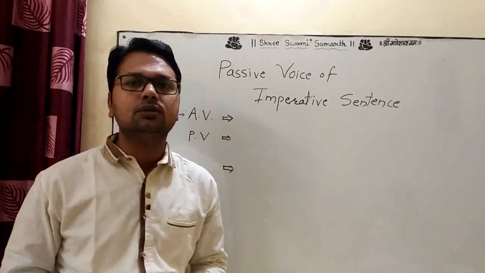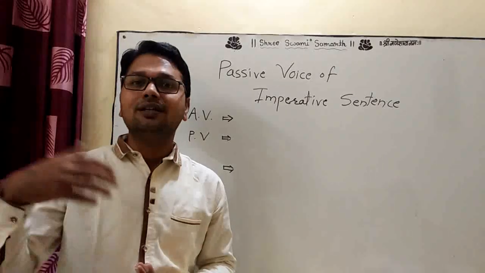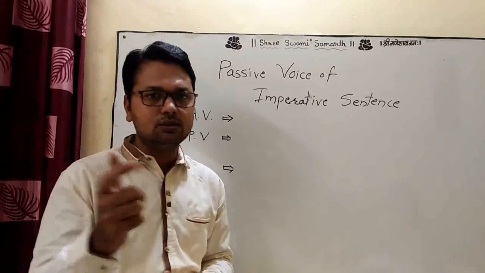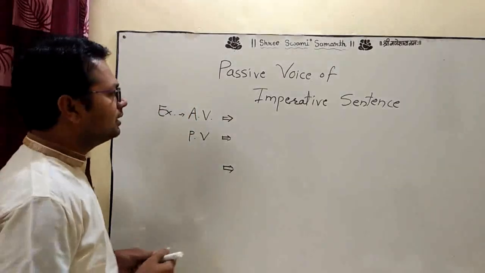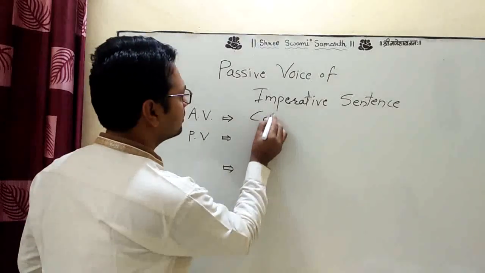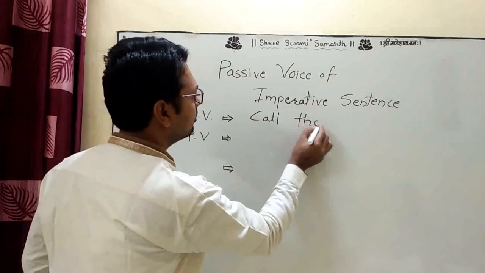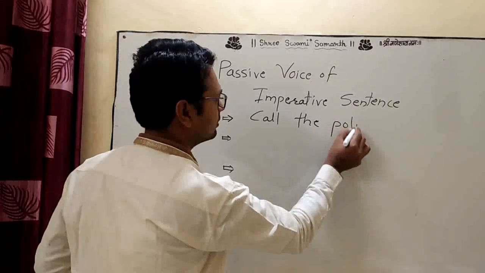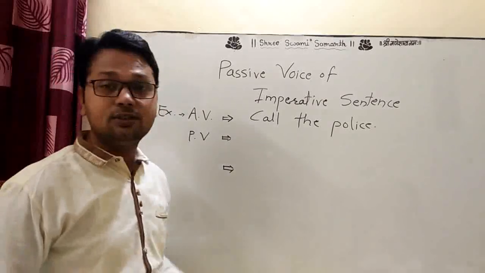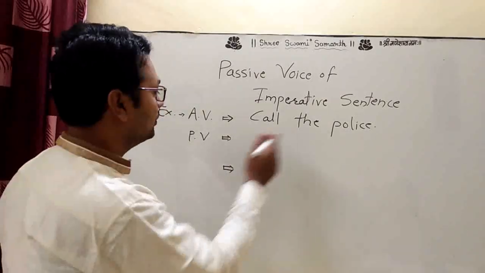Why we use imperative sentence? Because we want to tell to other person that you do something. That's why we are using imperative sentence. Okay, let's see. I just give the example of imperative sentence. Call the police. Why I take the example? You know that the lockdown is going on. That's why I am using the police.